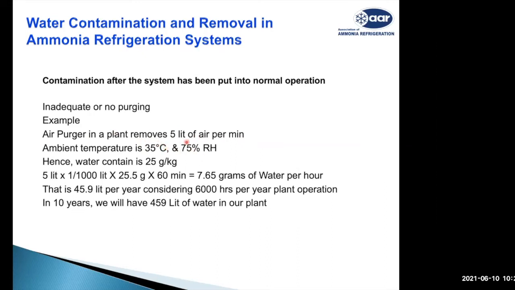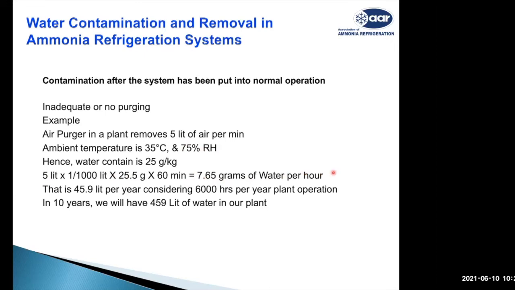with 75% RH. 75% RH at 35 degrees centigrade also means there are 25 grams of water per kg of air. Now, if we are removing 5 liters of air per minute from the refrigeration plant, it means that 5 liters of air is somewhere entering the refrigeration plant. So considering 75% RH, it also means that around 7.6 grams of water is entering the refrigeration plant, which is not being removed.